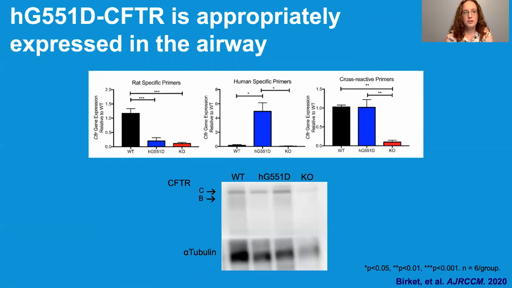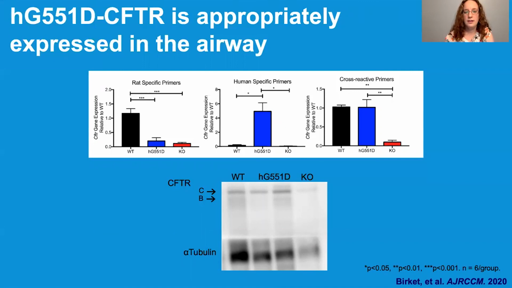In order to ensure that the humanized G551D was expressed appropriately in the airway, we collected lung tissue from wild-type, hG551D and knockout rats and analyzed CFTR mRNA expression. When probed with rat-specific primers, we saw a significant decrease in CFTR expression in the G551D compared to the wild type, similar to the knockout.